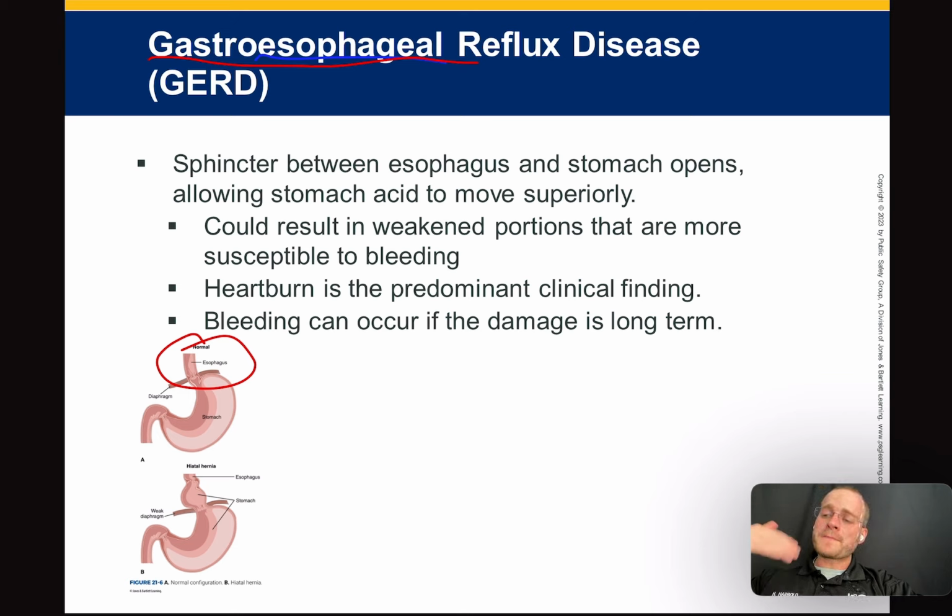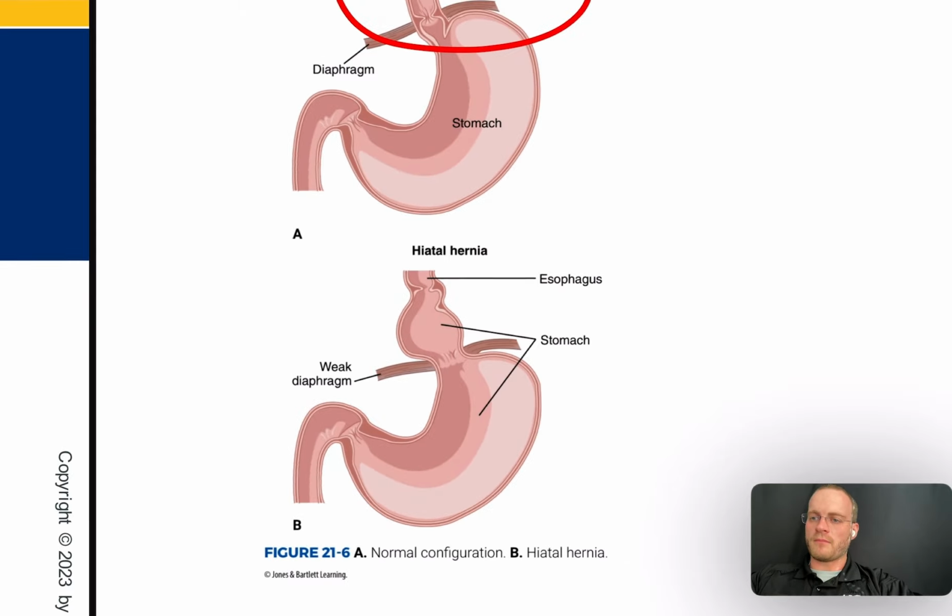And so over a period of time, you can get so much damage here. You can end up with cancer actually, but you can get bleeding. Okay, the patient can spit up some blood or vomit blood occasionally, but this becomes a problem.